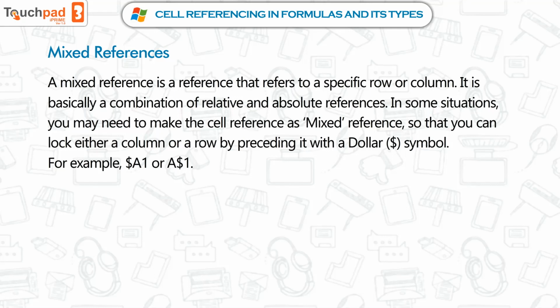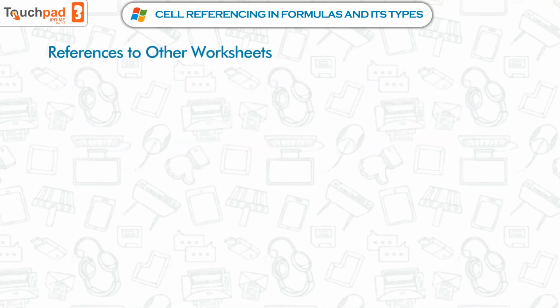It is basically a combination of relative and absolute references. In some situations, you may need to make the cell reference a mixed reference so that you can lock either a column or a row by preceding it with a dollar symbol. For example, $A1 or A$1.